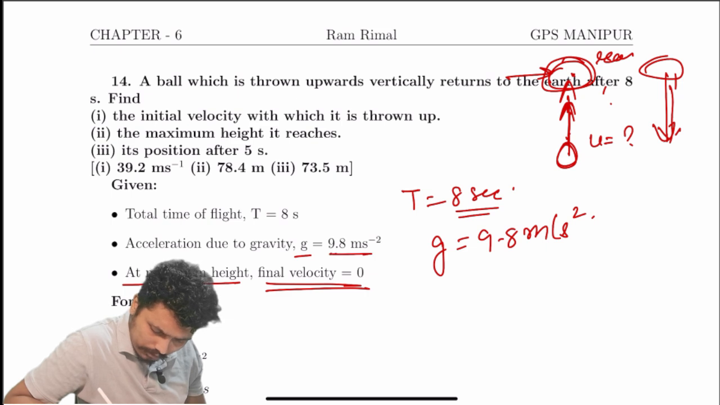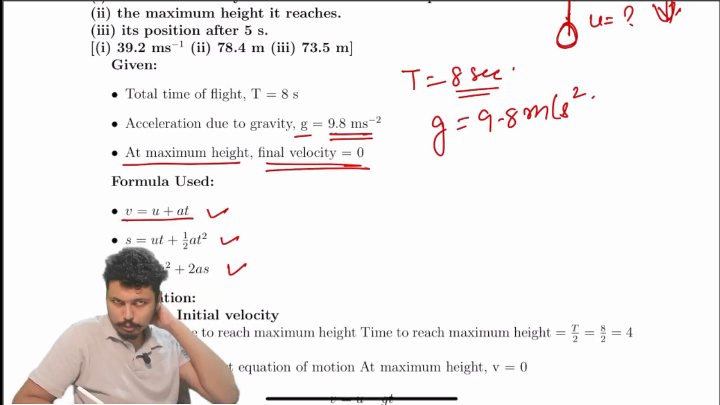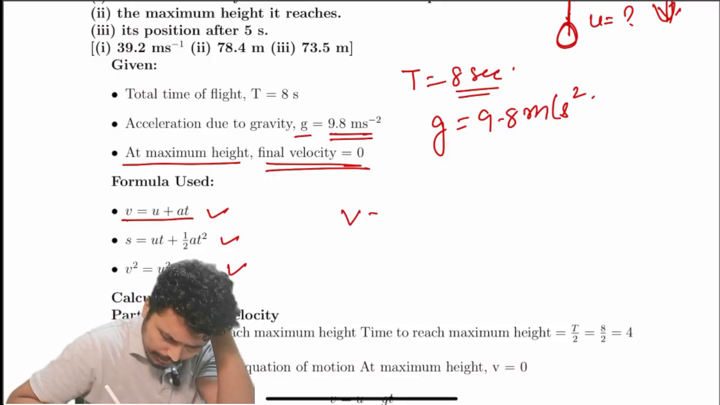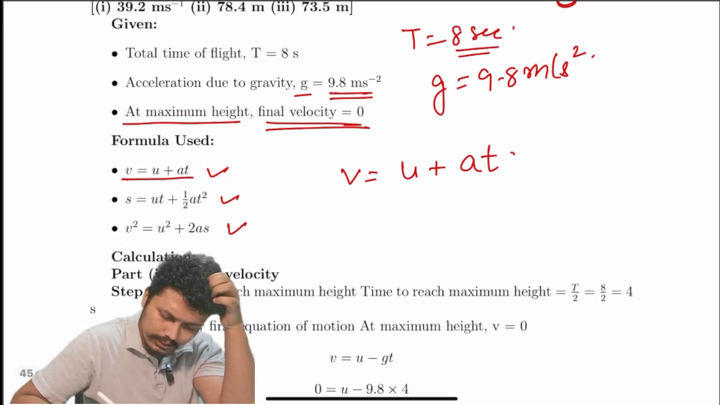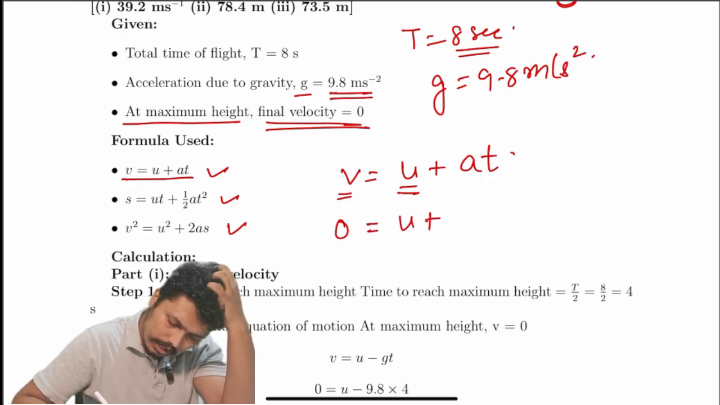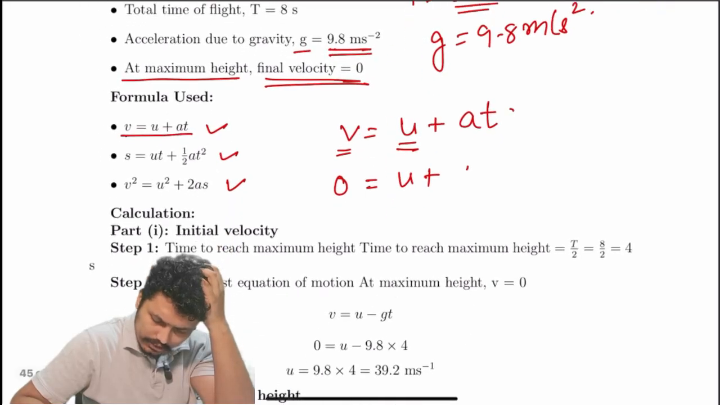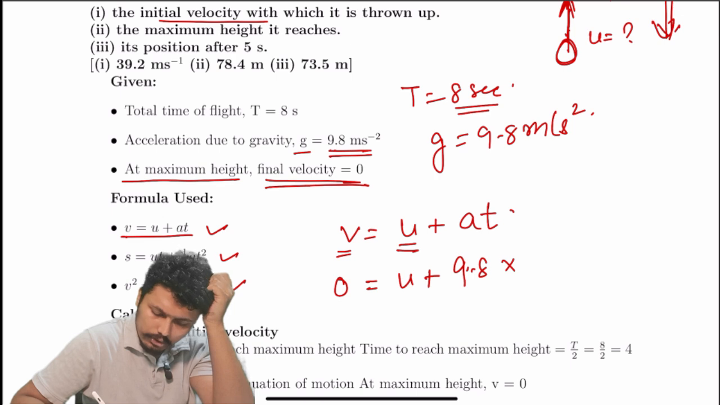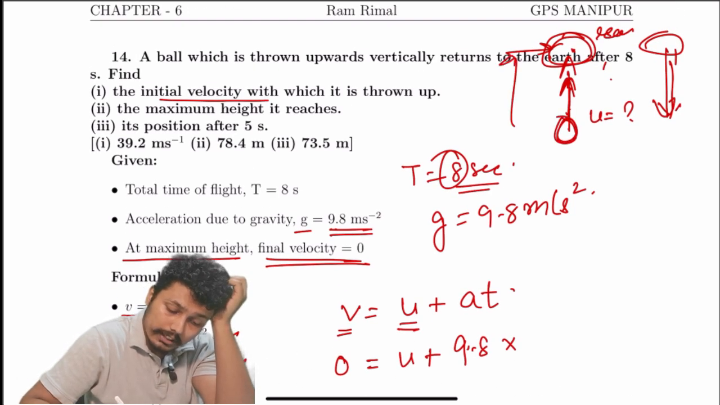G is 9.8 meter per second square. Now let's go with the first formula. I'm going to use all the three formulas of motion. V is equal to u plus at. What is the question asking? Find the initial velocity. Initial means u. V is 0. U I need to find out. Acceleration due to gravity is 9.8, into time. How much time? 8 seconds is to go up and come down.